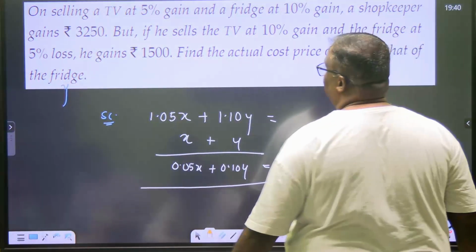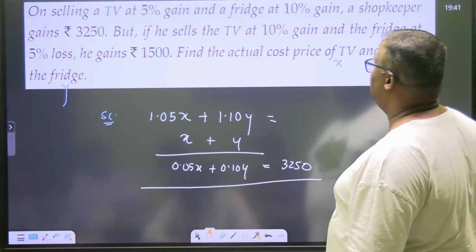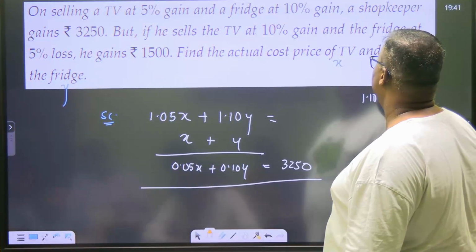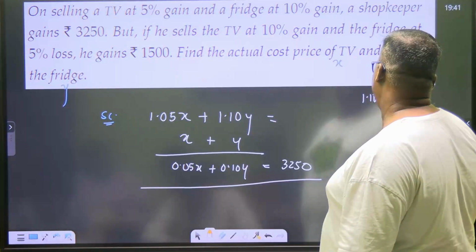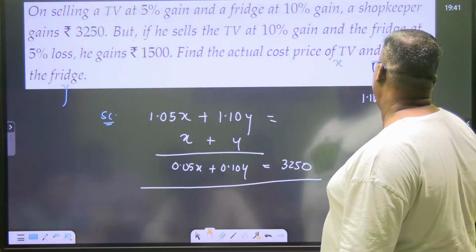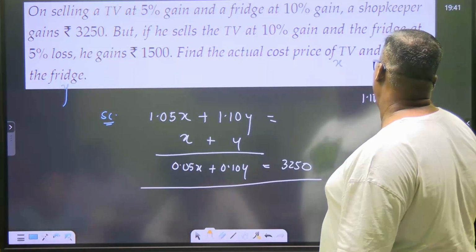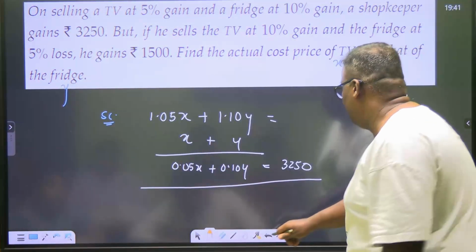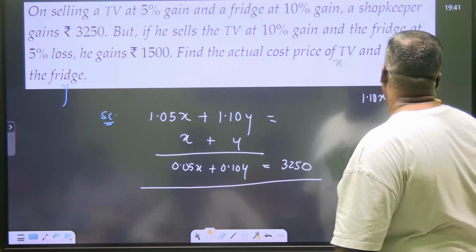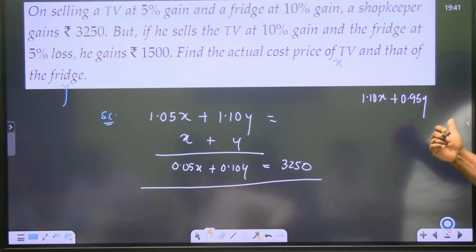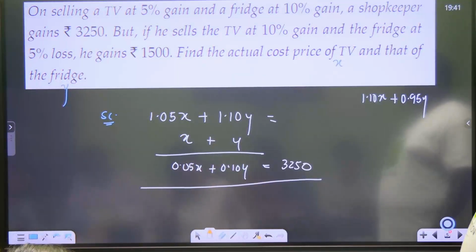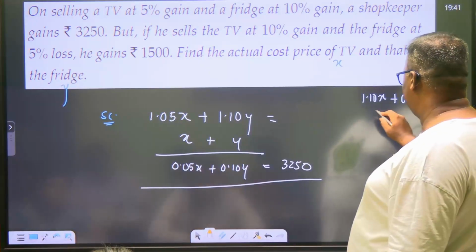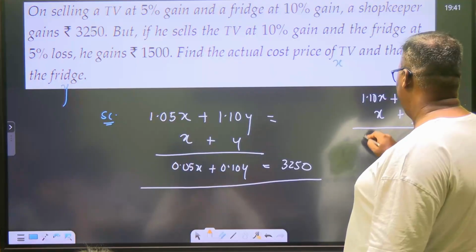Similarly, option 2 बना पाएंगे? If he sells the TV at 10%, it is 1.10x and the fridge at 5% loss, so it's 0.95y. This is his net sales value. Now he gains how much? At a 5% loss on the fridge, he gains 1500. So what is his cost price? Again X plus Y. So what is his gain?